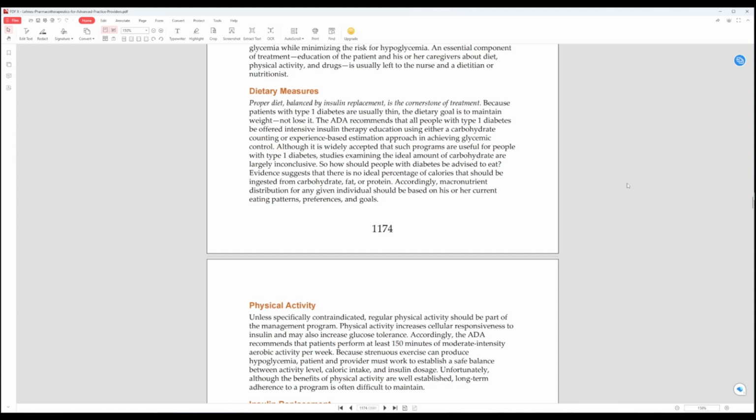Although it is widely accepted that such programs are useful for people with type 1 diabetes, studies examining the ideal amount of carbohydrates are largely inconclusive. So, how should people with diabetes be advised to eat? Evidence suggests that there is no ideal percentage of calories that should be ingested from carbohydrate, fat, or protein. Accordingly, a macronutrient distribution for any given individual should be based on his or her current eating patterns, preferences, and goals.